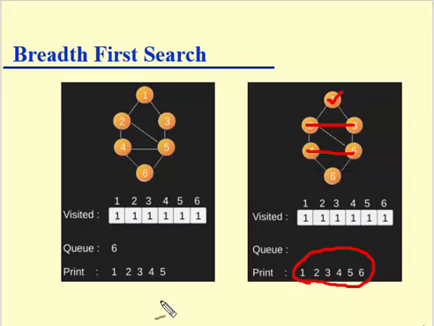The answer can be like this also. When you do it, you may get the answer like this: 1, then first 3, then 2, then it may be 5, then 4, and then 6. So this is also correct.